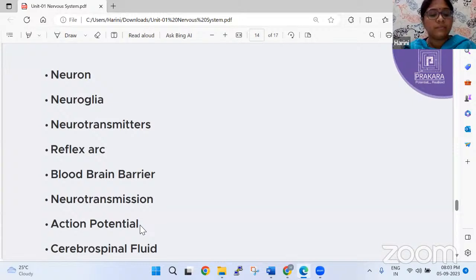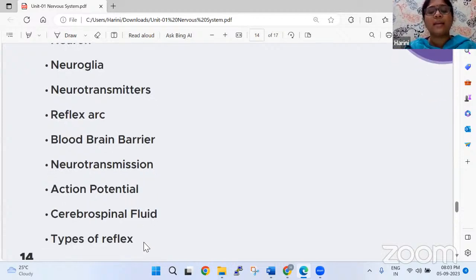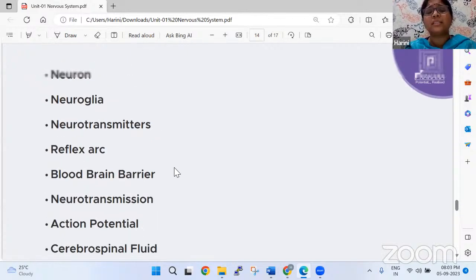Next, the other one is the cerebrospinal fluid. We have gone through a few of these. Maybe I have missed neurotransmission and action potential because it's an extensive part. Okay, so the next one is the cerebrospinal fluid, and the types of reflexes.